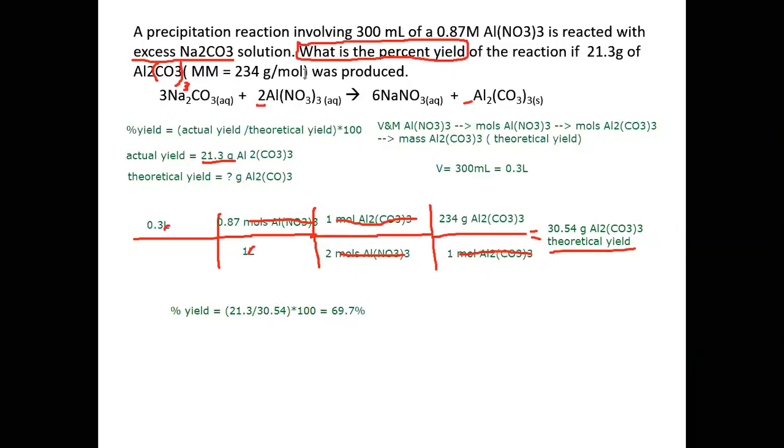So again, what we were looking for was the percent yield, which is actual over theoretical. The problem gave us the actual yield. They didn't give us the theoretical yield. So we used the other information in the problem to determine the theoretical yield. We took the volume and molarity of aluminum nitrate, converted it to moles of aluminum nitrate, and then moles of aluminum carbonate. And from there, we were able to get the mass of aluminum carbonate, which is the theoretical yield. And so then we were able to find the percent yield of 69.7%.